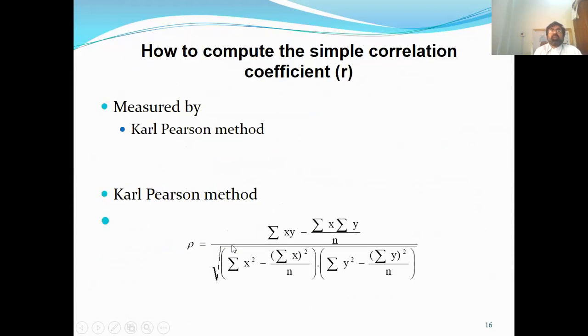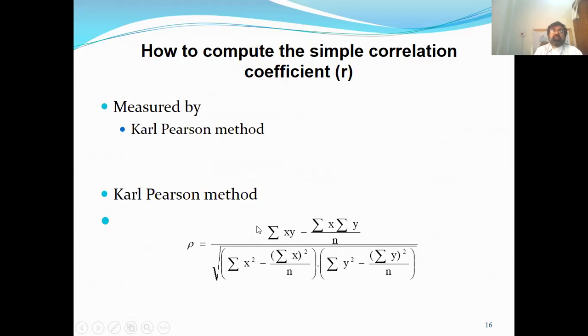How to compute the simple correlation coefficient R? As I have already said, rho is for the population and R is for the sample. Most of the time, whenever we conduct research and we want to see an association between two quantitative variables, we take a sample. So we will use R rather than rho. But here the formula is for the population, not for the sample. When you replace rho with R, then it becomes a sample formula.